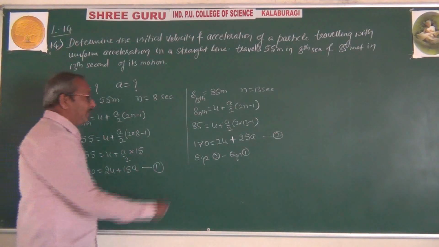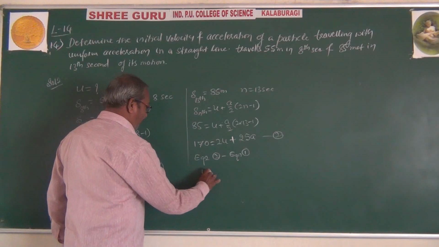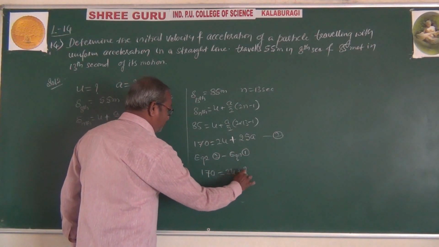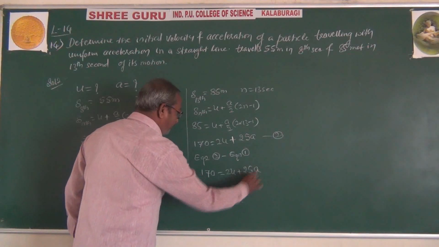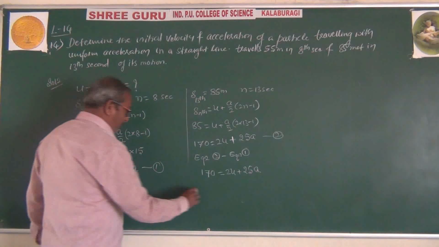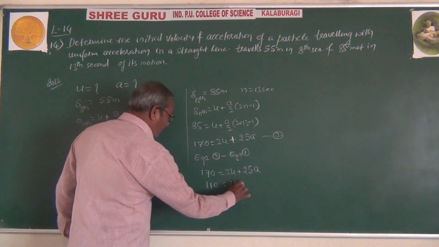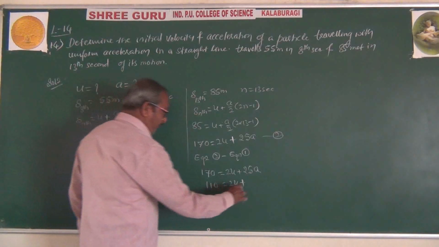This is equation 2, 170 equal to 2u plus 25a. Equation 1 is 110 equal to 2u plus how much we have? 15a.